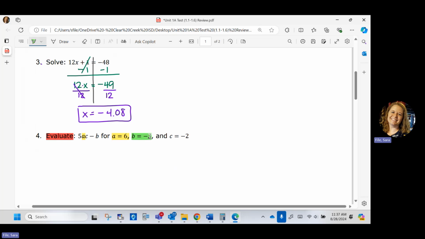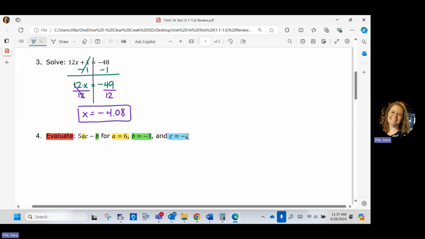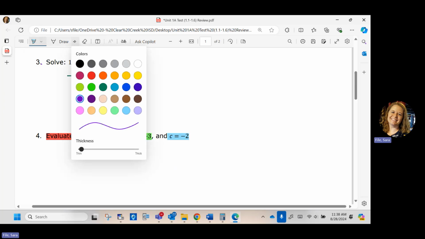They tell me B is -3. So I'm going to replace the B with -3. And they tell me C is -2. So I'm going to replace just the C, not that minus, the C with -2. Still is over highlighting. Come on, just this little piece, please. There we go. Okay, so I'm going to do that substitution.